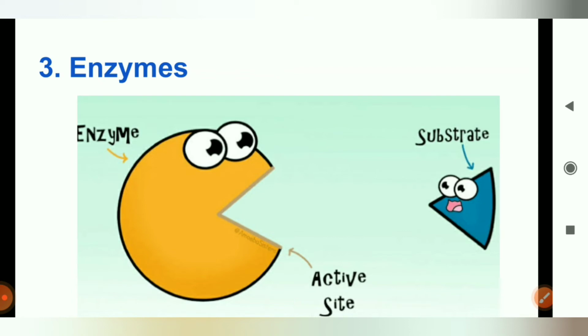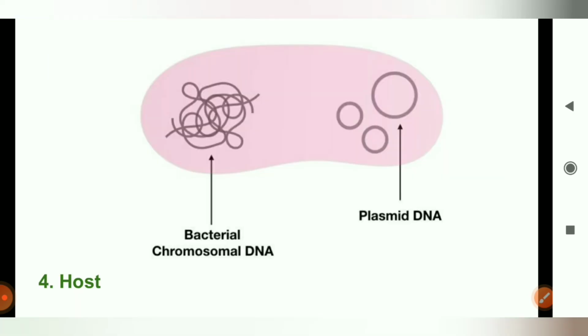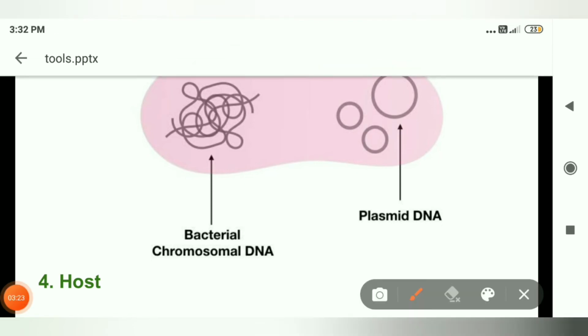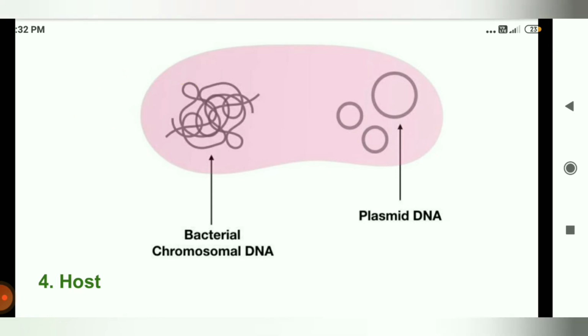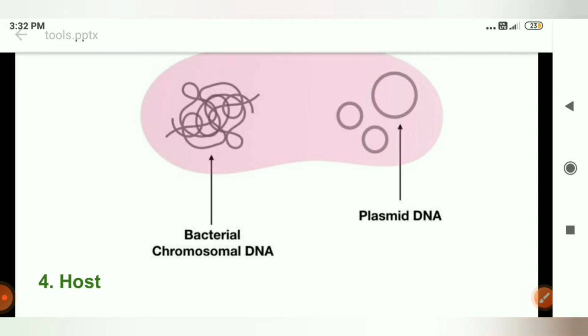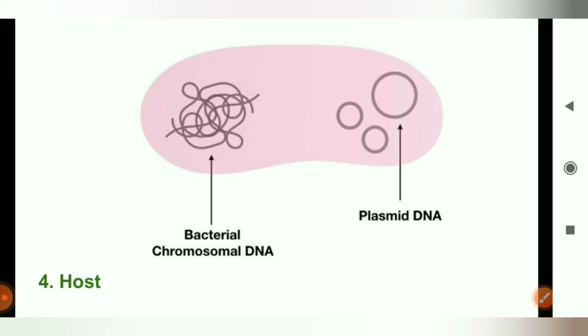The fourth tool which is required to perform gene cloning is the host cell. A host cell can be any living cell. Here we have considered an example of a bacterial host cell. Consider a recombinant DNA molecule, and then we insert this recombinant DNA molecule into a host cell to make numerous copies or clones of it. So these are the four major tools which are required for gene cloning.